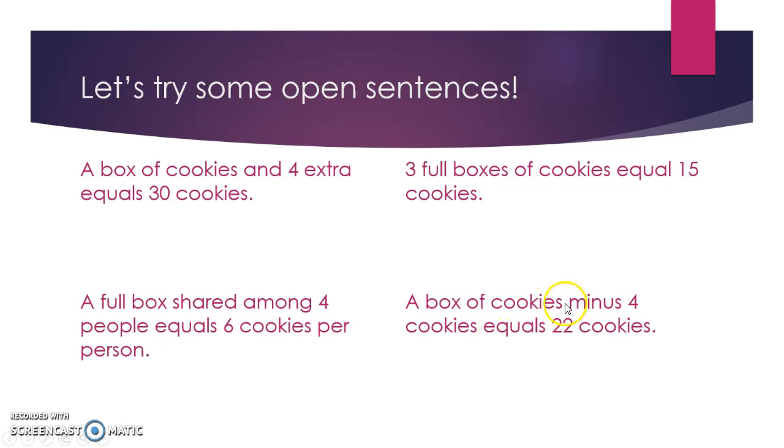A box of cookies minus 4 cookies equals 22, meaning I ended up with 22, but I gave away 4, so I started with 26. So the box was 26. So the same box is different for each of these open sentences.